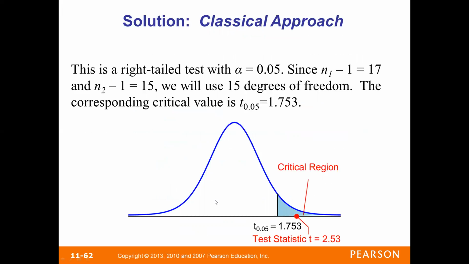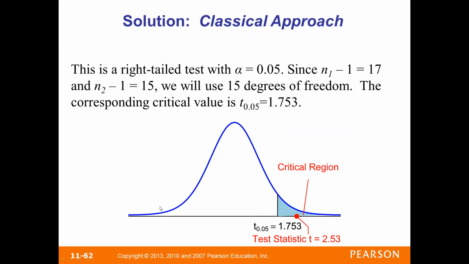We now have a test statistic of 2.53. We had 18 observations in sample 1, leading to 17 degrees of freedom, and 16 observations in sample 2, leading to 15 degrees of freedom. For this test, we will use the smaller of n1 minus 1 or n2 minus 1, which means we'll use the smaller of 15 or 17 as our degrees of freedom. So we will use 15 degrees.